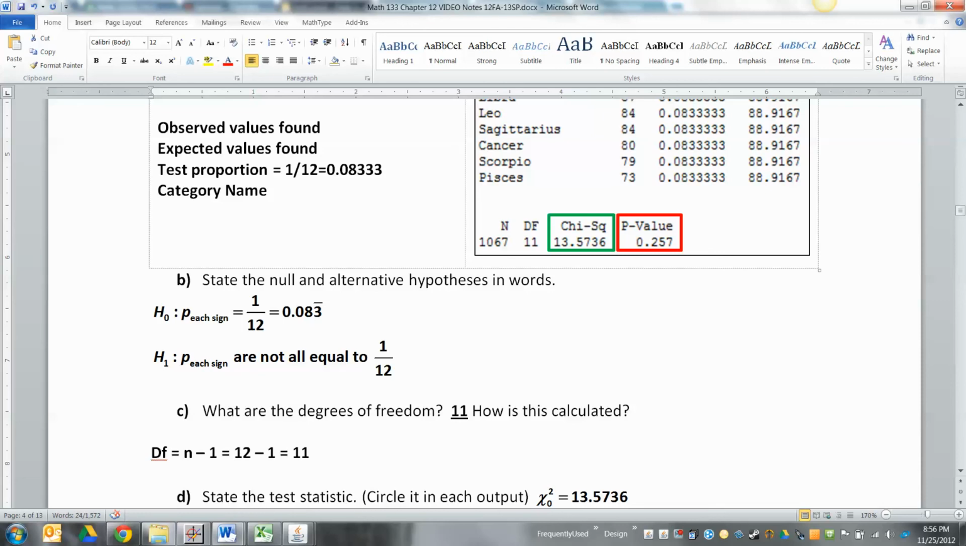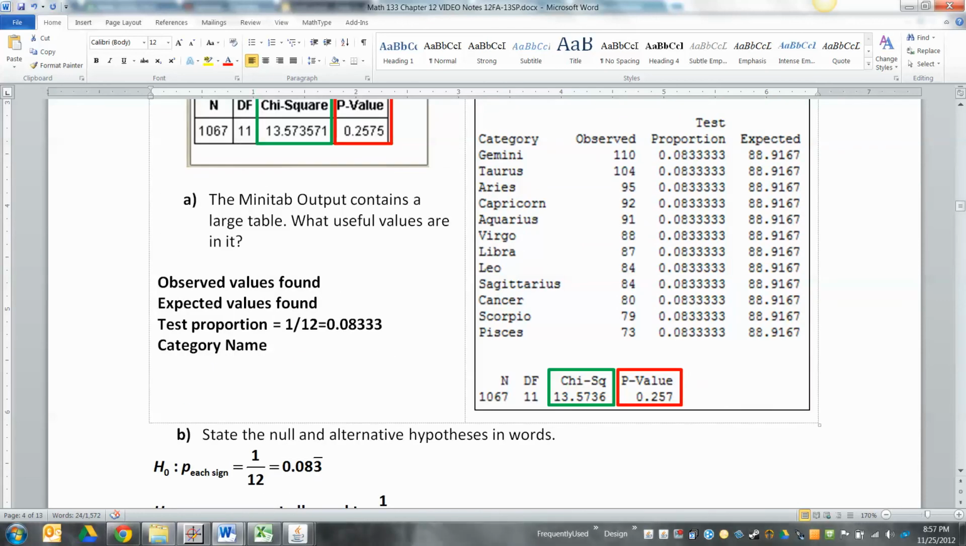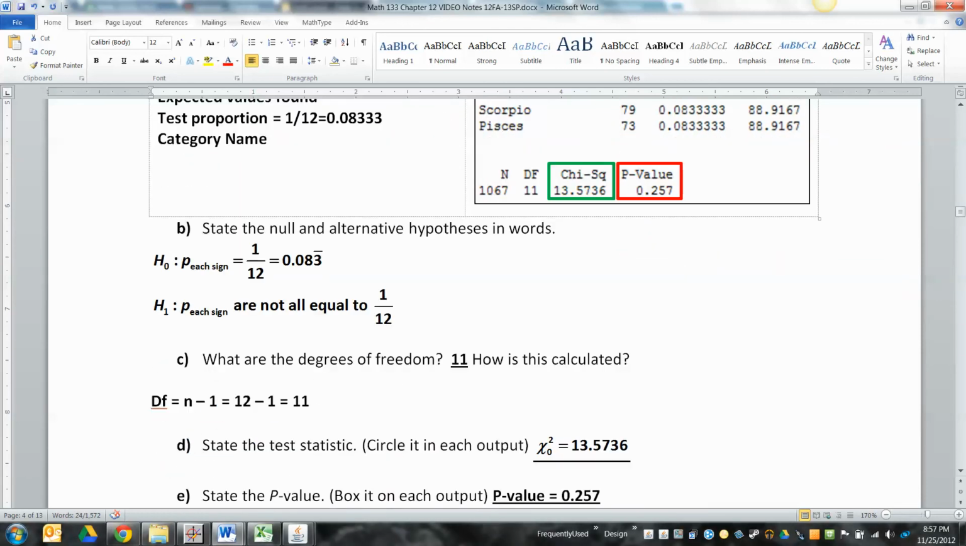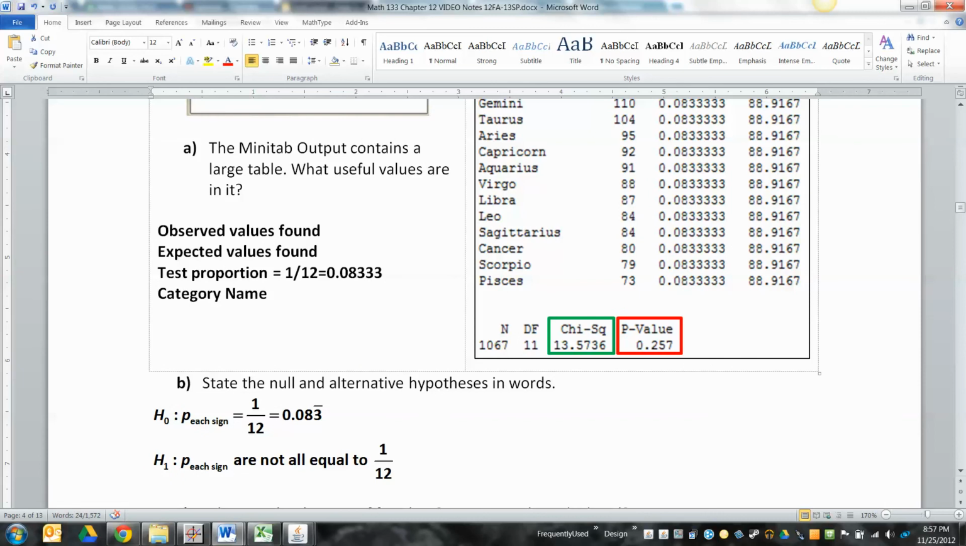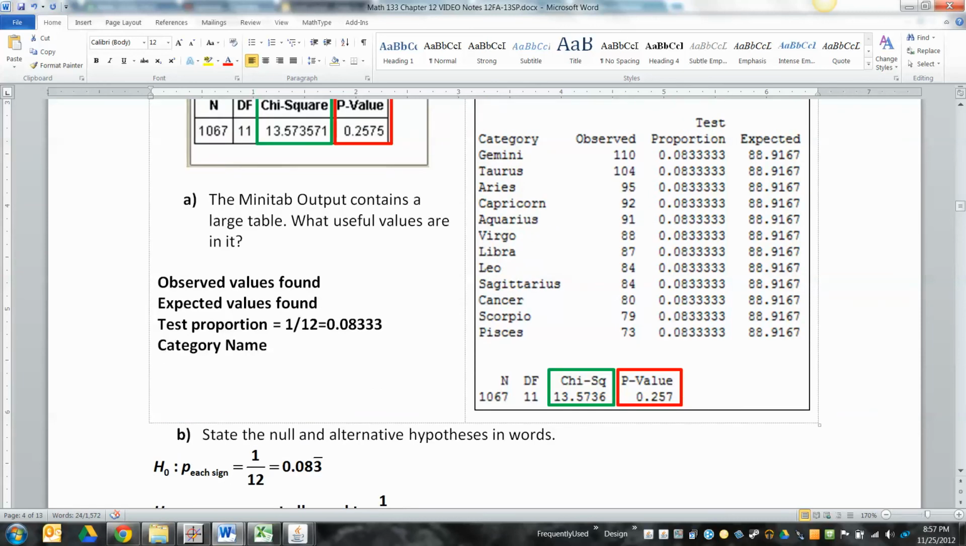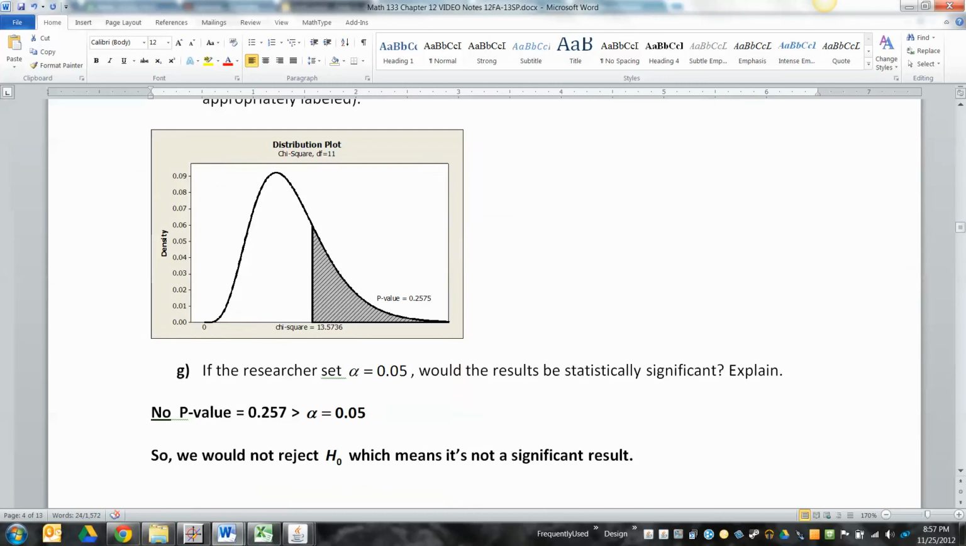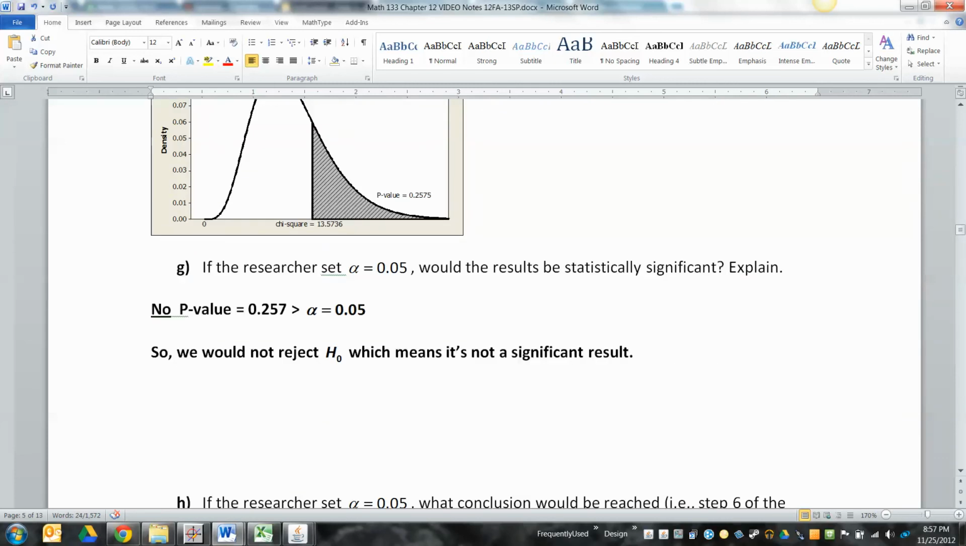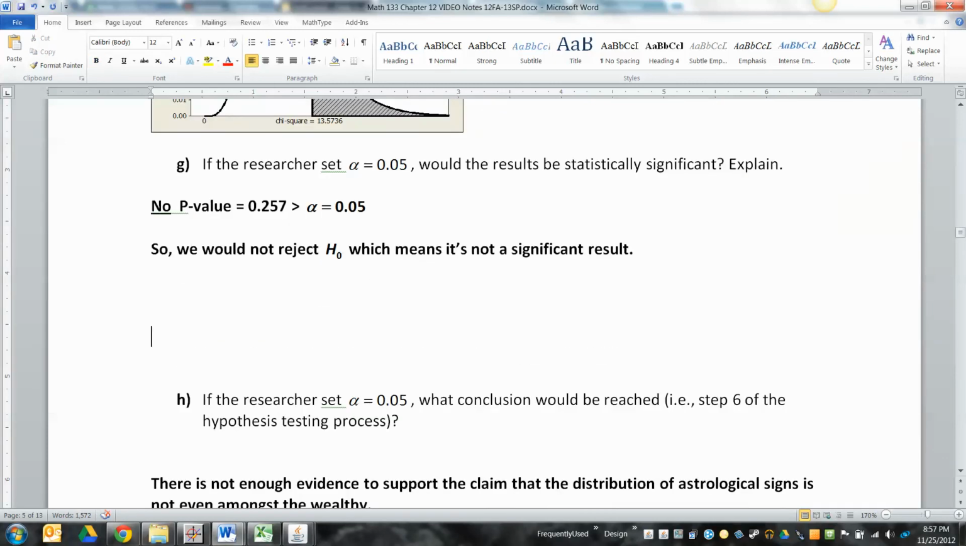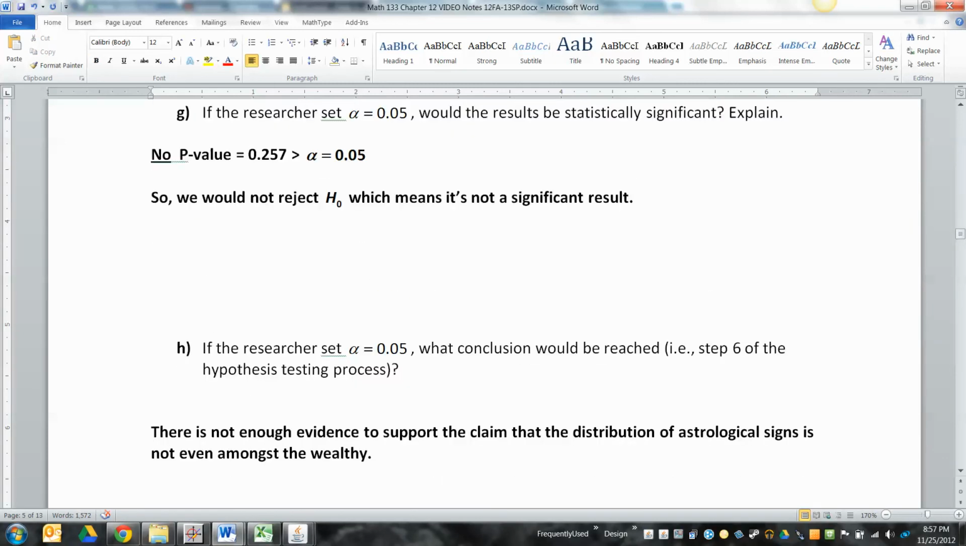And that's what this is showing here. That this distribution, all these different numbers, are not far enough away from being equal, not far enough away from being 88. They're all hovering around 88. Some are higher, some are lower, but it's all still around 88. You've got a p-value of 0.25. That's not low. You do not reject. You don't have enough evidence to support the claim that the astrological signs are different for wealthy people.